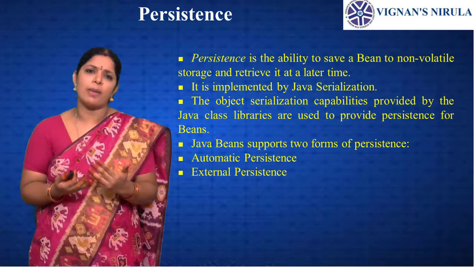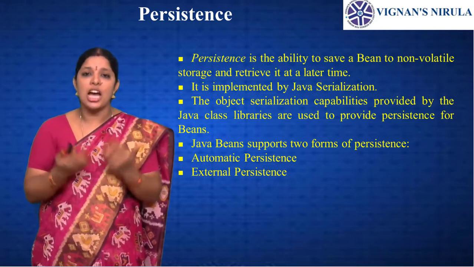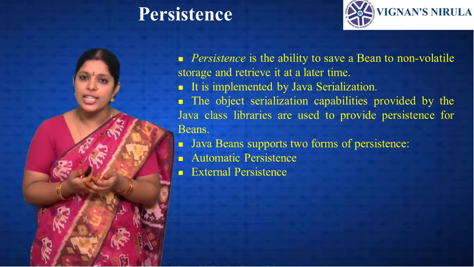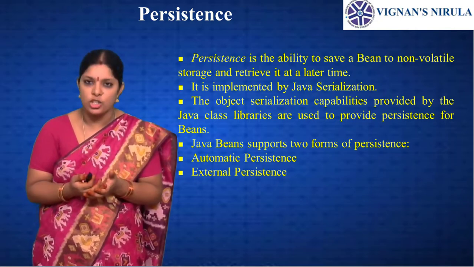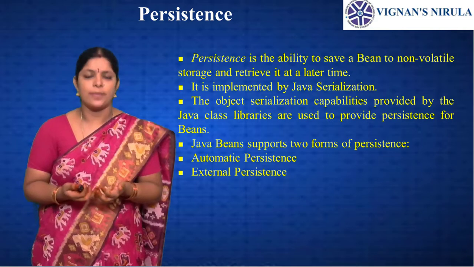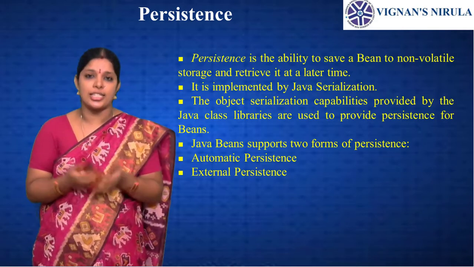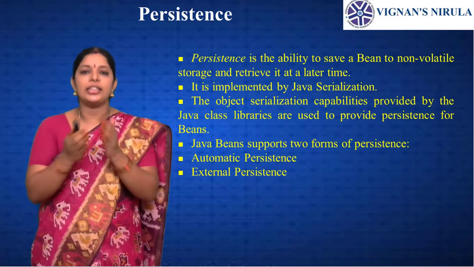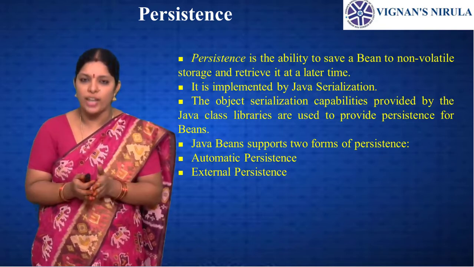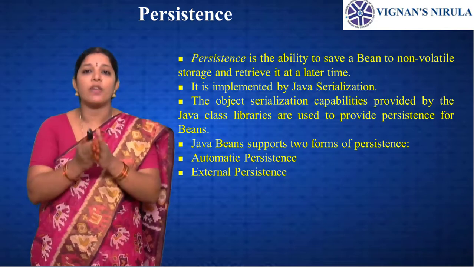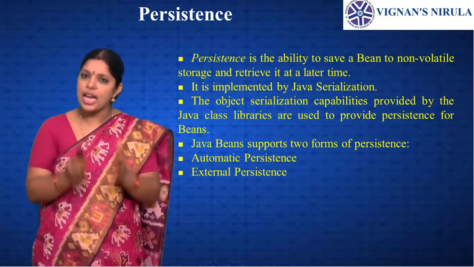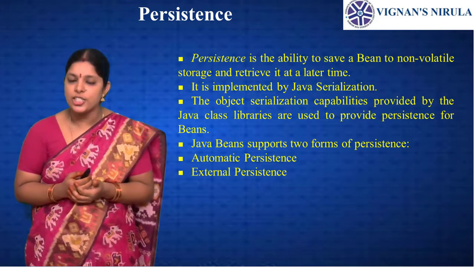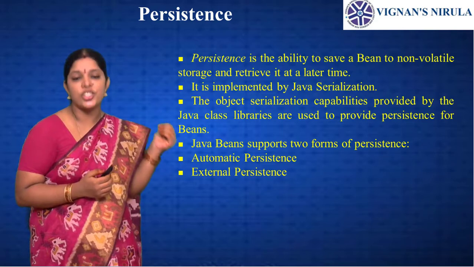Every Java bean can be implemented by the Java serialization class. What is the class here? Java serialization is used for the implementation of any Java beans. The serialization class provides Java class libraries, and these libraries are used to provide persistence for the Java beans. A Java bean supports two forms: the first one is automatic persistence and the second one is external persistence.